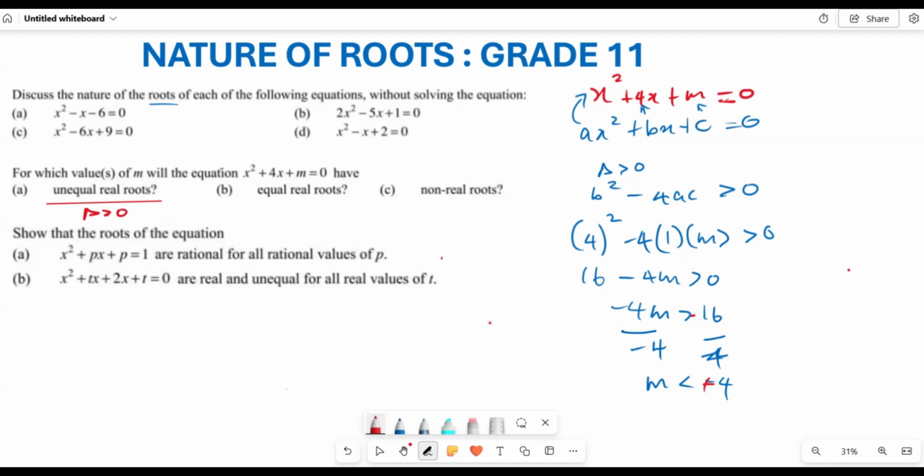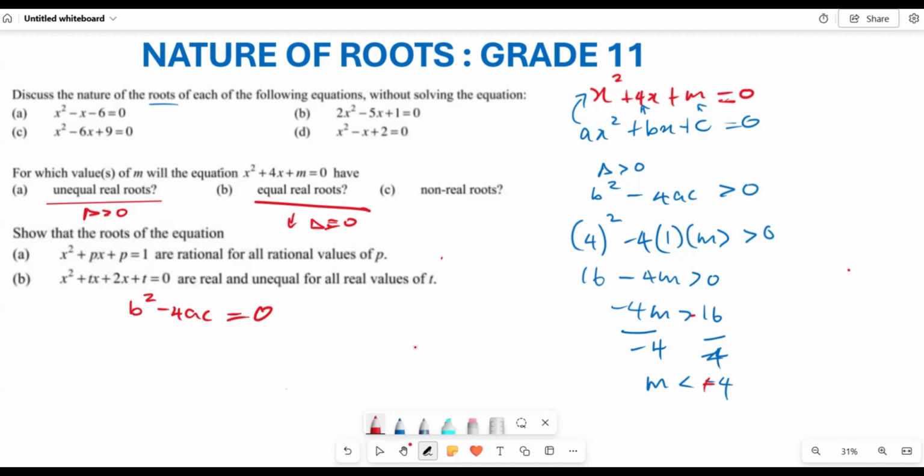In our B, they are looking for equal real roots. Unequal is when the delta is greater than 0. Equal real roots is where delta is equal to 0. Whenever we are looking for equal real roots, this is always where delta is equal to 0. So this is the same as b squared subtract 4ac is equal to 0.